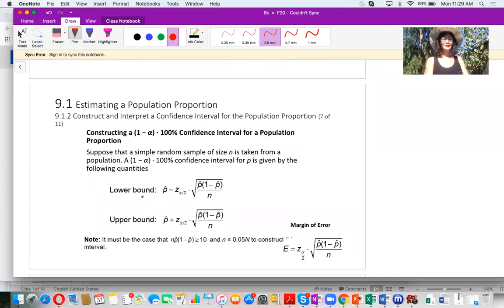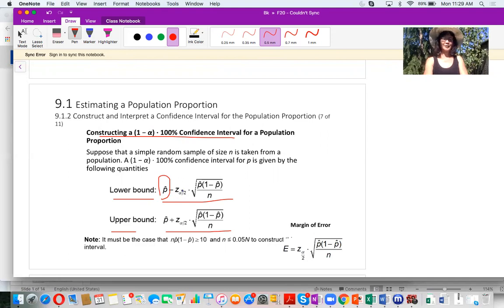So now, how do we construct a confidence interval? For example, how do you construct a 95% confidence interval? How do you construct a 99% confidence interval? Okay. You use the formula. You need to create the lower bound based on this formula. Upper bound is this formula. And what is p-hat? p-hat is the sample proportion. Okay. Z half alpha.